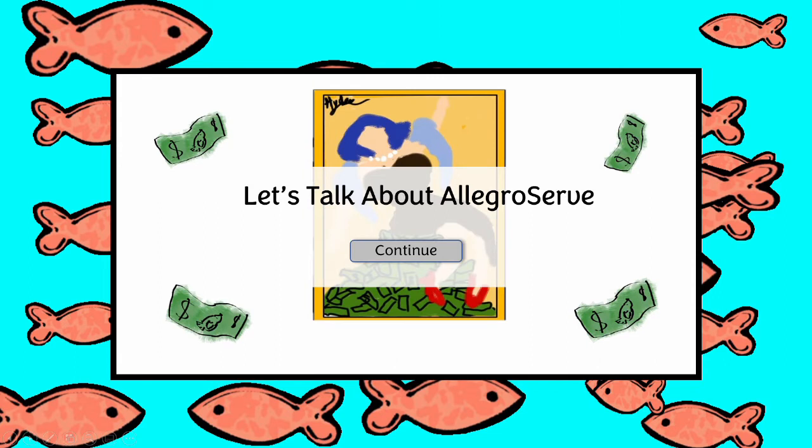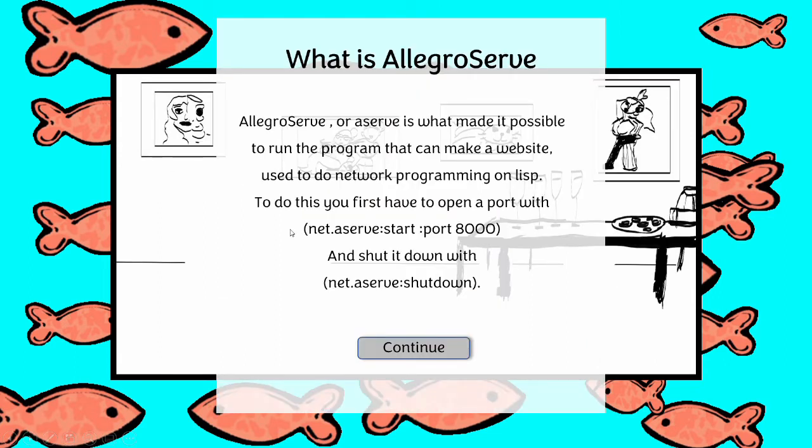So let's talk about Allegro Serve. Allegro Serve, or aserv as I typically call it, and we'll probably refer to it as that from now on, is what makes it possible to run the program, and it's used to do network programming on Lisp. So it basically is just how I translate this into something I can load up on a web server. So you just have to start it with net.aserv, start, port, then the port number. This really matters a lot less, but I just always use that one, and then you shut it down with net.aserv shutdown. So pretty easy.